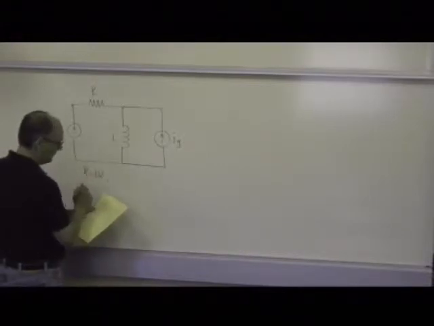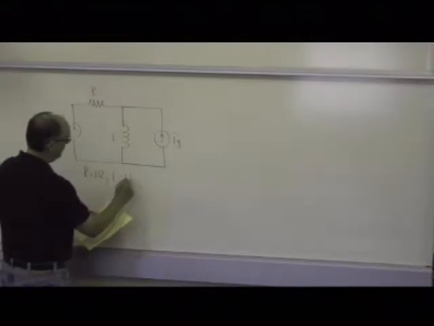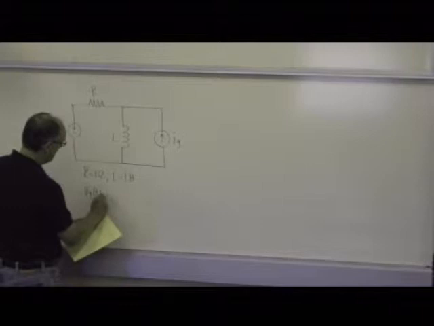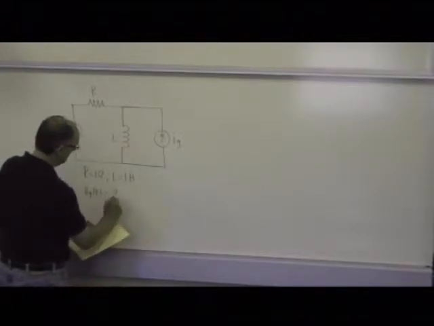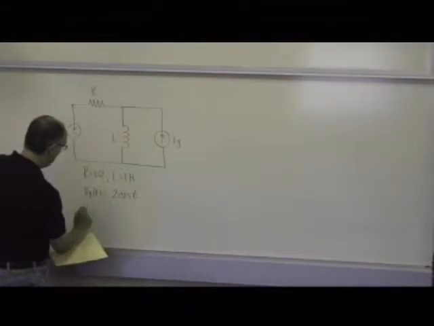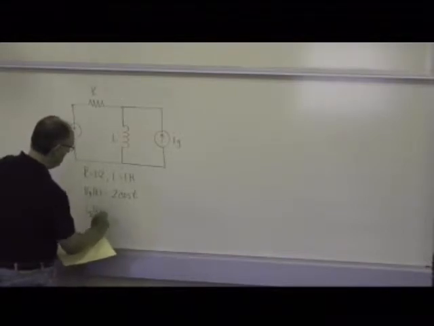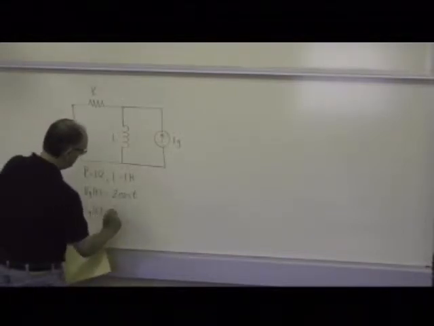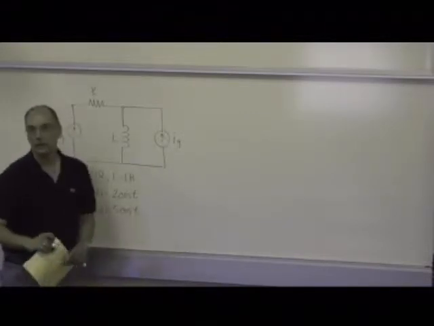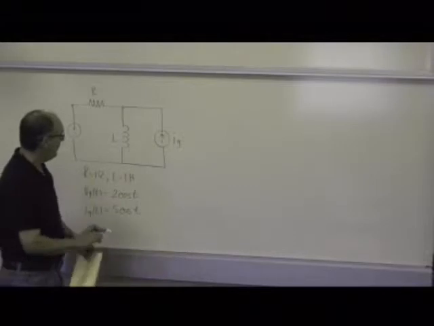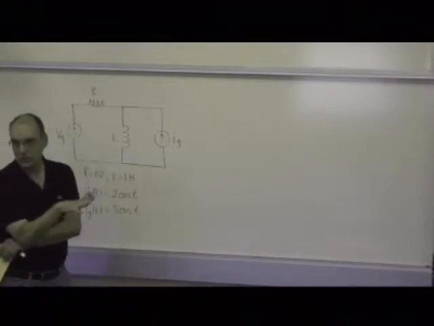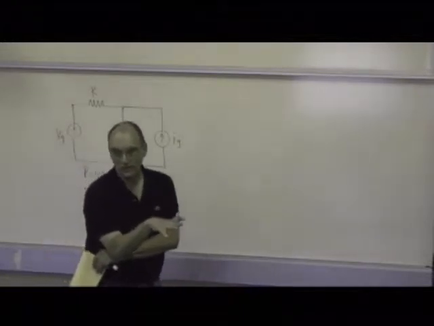R will be 1 ohm, L will be 1 Henry. EG will be a sinusoidal source, so it's 2 cosine t, and IG will be sinusoidal as well, 5 cosine t. So what I'll be interested in are the nodal voltages in their steady state form.